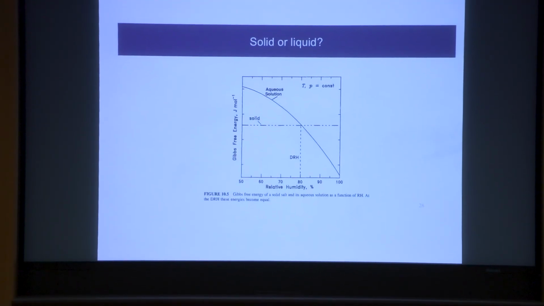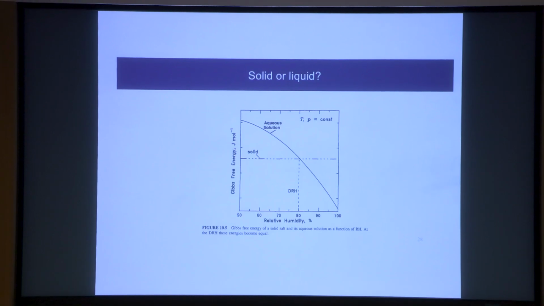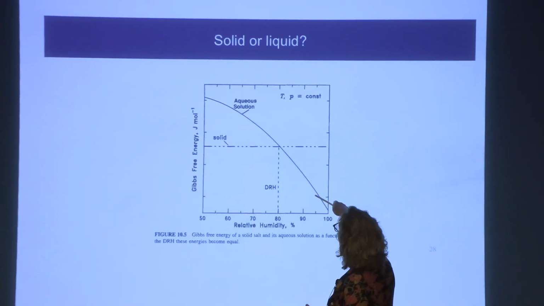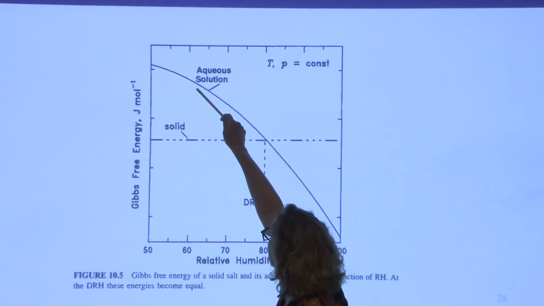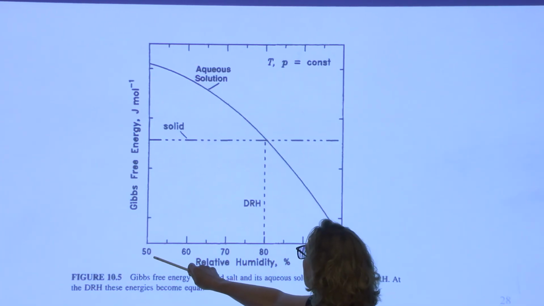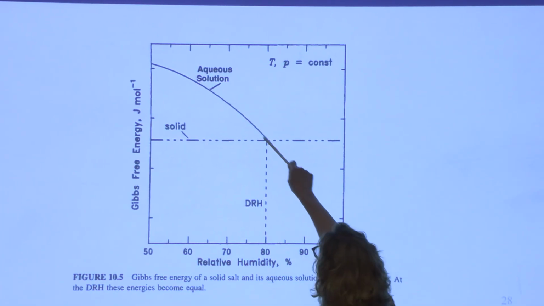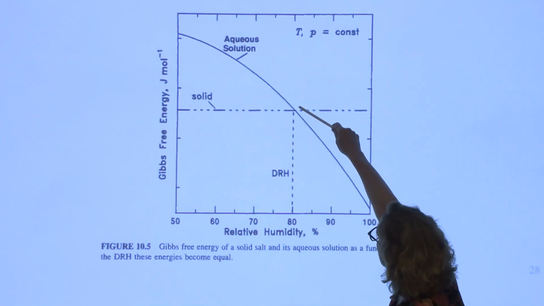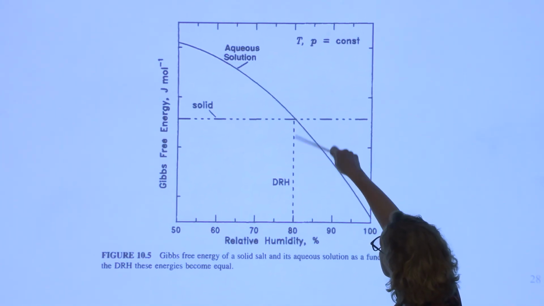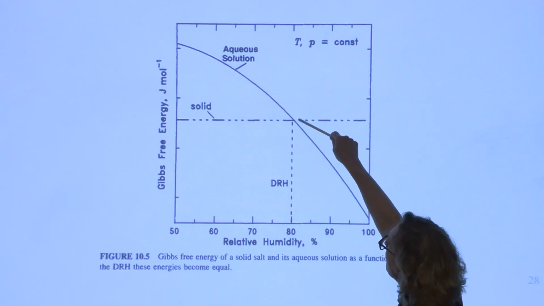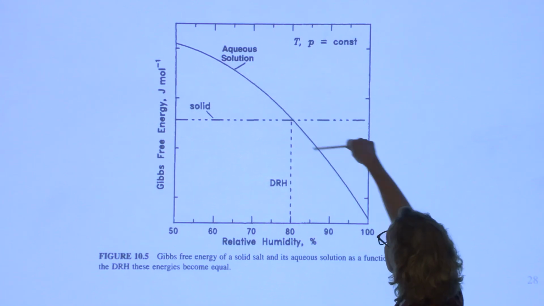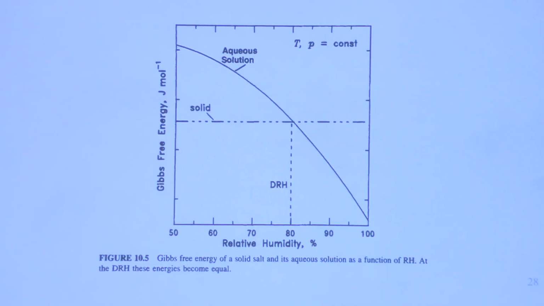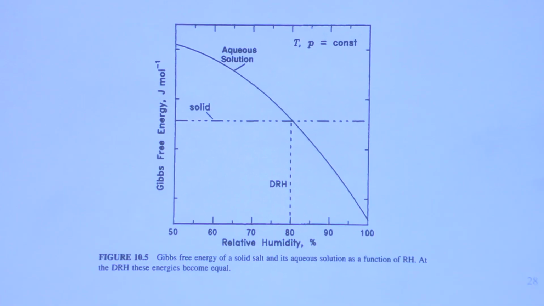Okay, so that's just showing you again, if something is solid or liquid, the Gibbs free energy is the key here. For an aqueous solution, as you go from low relative humidity to higher, it decreases. For a solid, it's constant. And so at some point, there is this switch over, right? And that's why you change from being a solid to being a liquid, because then your Gibbs free energy becomes lower.